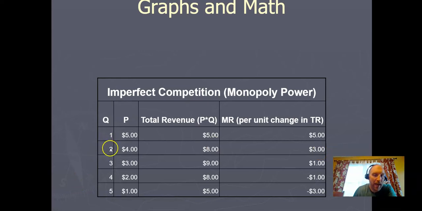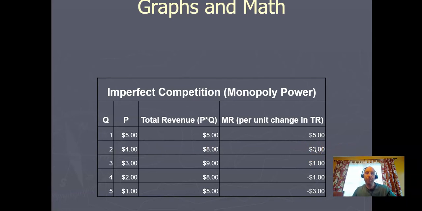To make this second battery, I had to lower my price. And when I lowered my price, my total revenue still increased, but it increased by a smaller rate. My total revenue only went up by 3 to make this battery. So hence my marginal revenue for that second battery is $3.